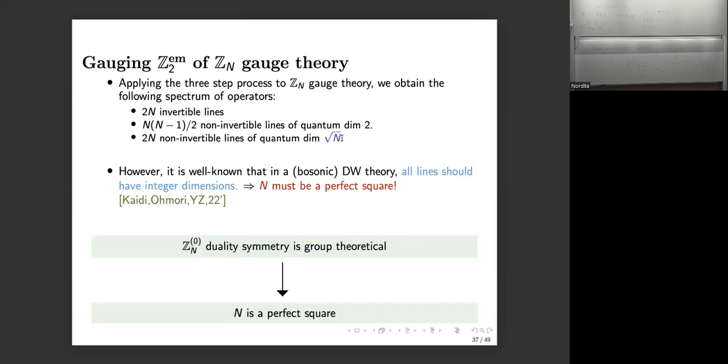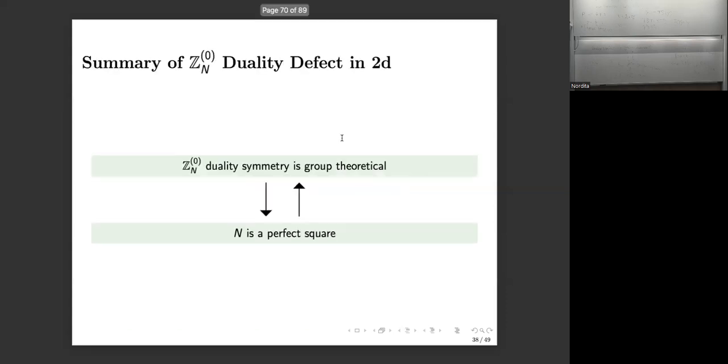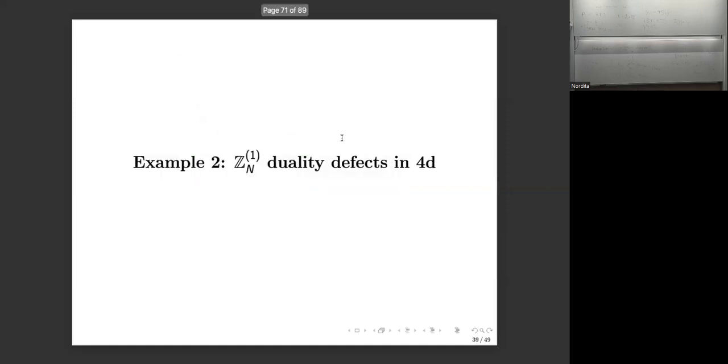Okay, so collecting our results earlier and the result here, we are able to see that the Zn duality symmetry is group theoretical if and only if n is a perfect square. Okay, so are there any further questions?